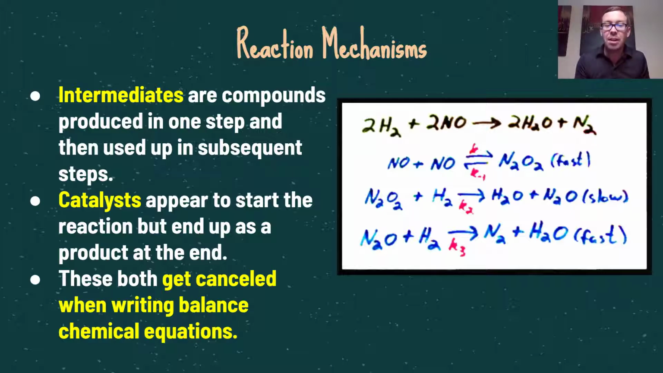Catalysts appear to start the reaction but end up as a product at the end. So they are on opposite sides of the equation, so they would cancel and would not appear in a balanced chemical equation, but they are identified in the opposite way you would identify an intermediate. An intermediate ends one step and begins the next one, whereas a catalyst starts the first step and you get it back out in the second step. Again, we cancel out the intermediates, cancel out the catalysts, and combine what is left over to make our balanced chemical equation.